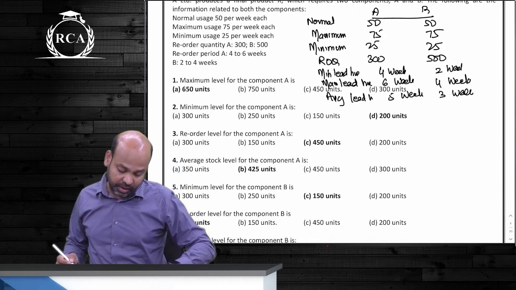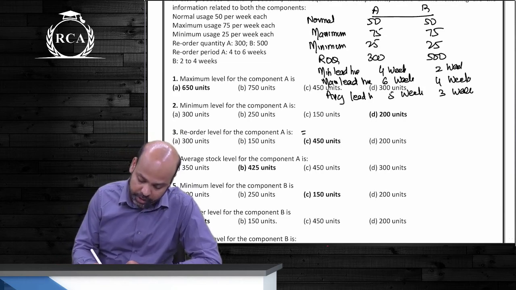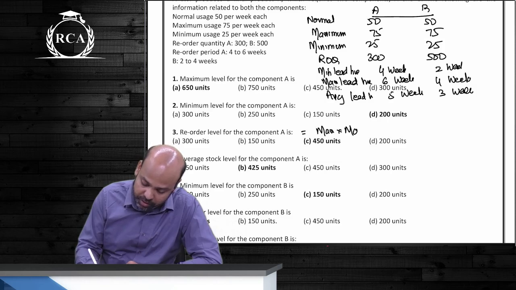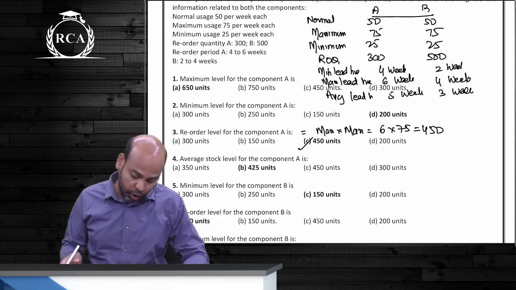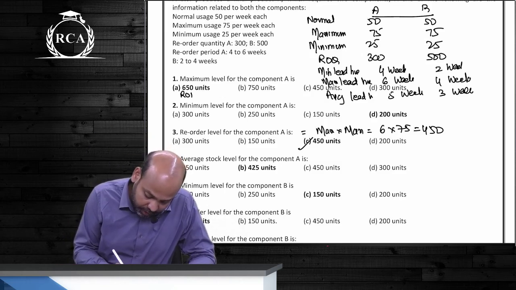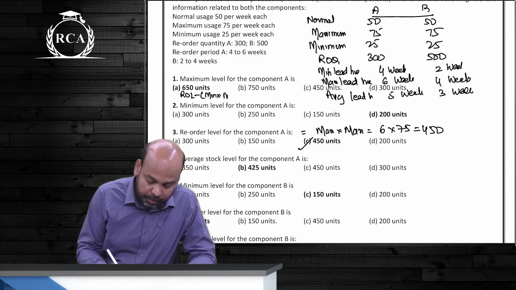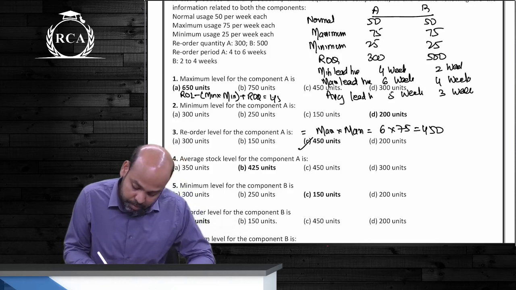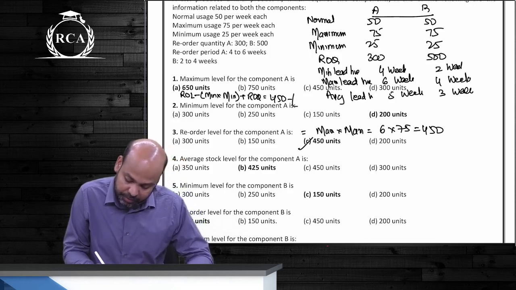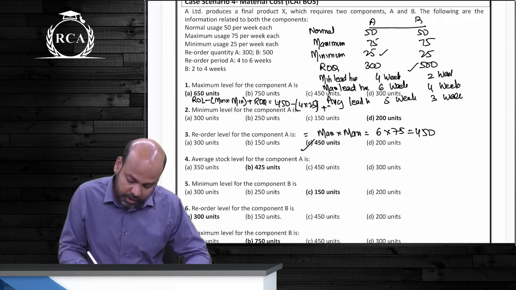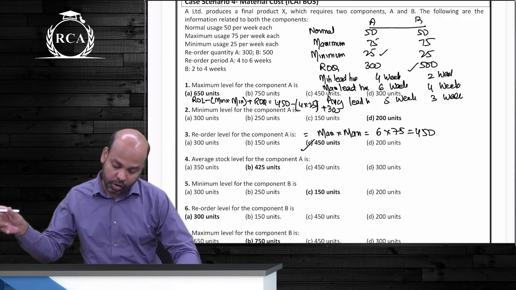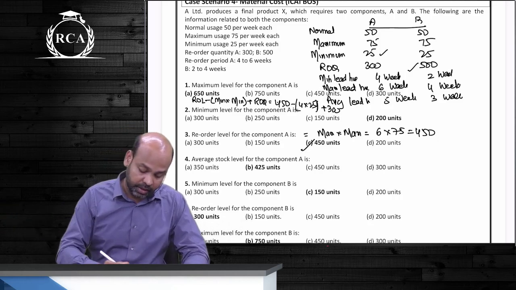First I will compute the third bit. Reorder level for component A, guys. Won't that be maximum lead time into maximum consumption? So that'll be 6 weeks into 75, beta, 450. Direct answer, guys. How will you compute maximum level, guys? Won't you write reorder level minus minimum into minimum plus ROQ? Reorder level, beta, is 450. Minimum lead time into minimum consumption will be 4 into 25. ROQ is how much? 300. So 450 minus 100 plus 300, 650.